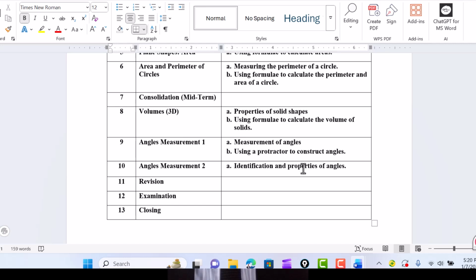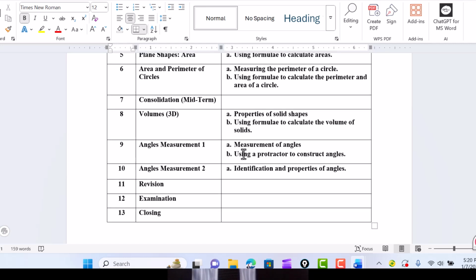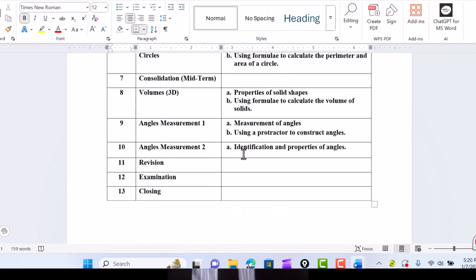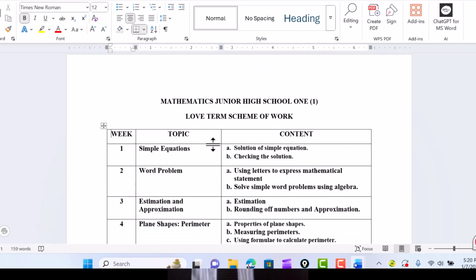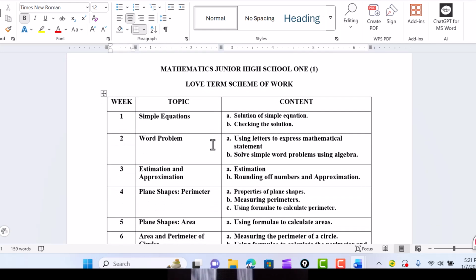All the various types of angles, then parallel lines. We shall do so many things in this angle measurement, just basic things in angles. So that is that for the scheme of work in second term for mathematics. I hope you have gone through the scheme with me. So make sure you copy it in your notebook, just as we did in class.